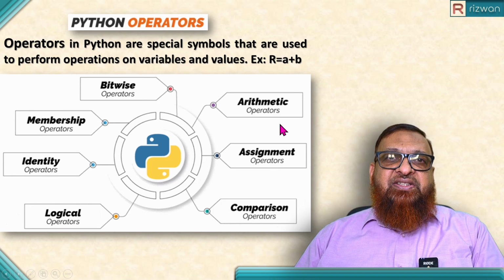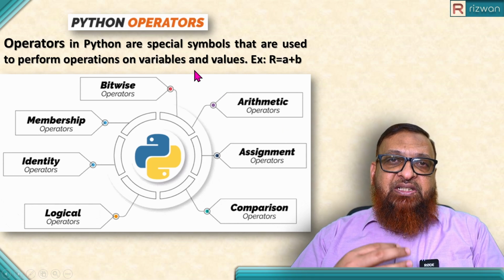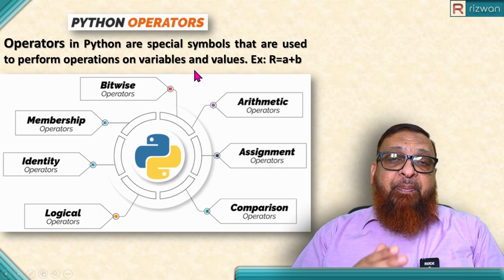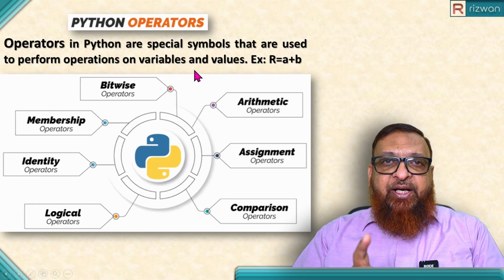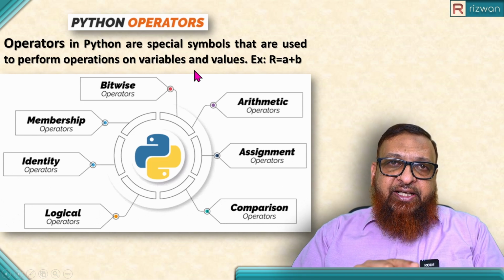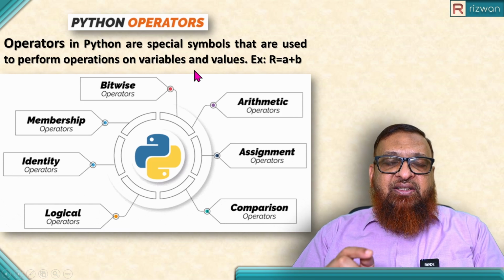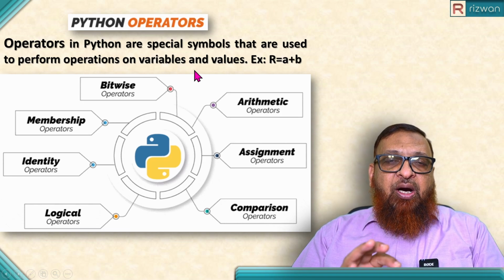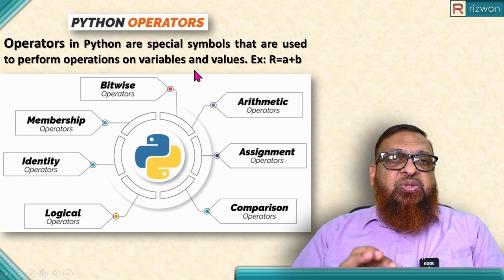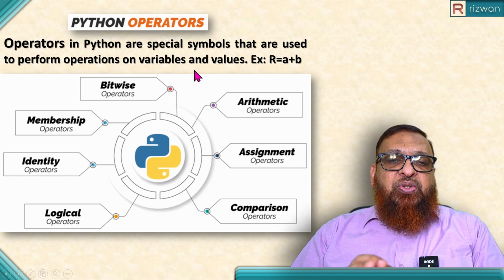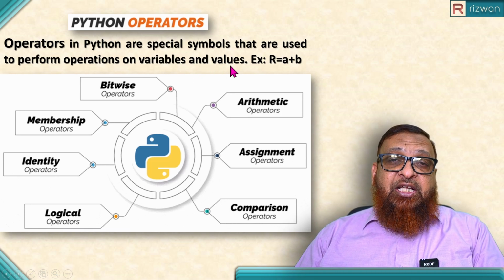So what are operators? Operators are special symbols in Python used to perform operations on variables and values. Say for example, you have 10 and 20 and you want to add them up. How will we do it? 10 plus 20. So we will get 30. So plus is an operator. Similarly, 10 minus 20, what is the answer? Minus 10. So this minus is an operator. These are all arithmetic operators.